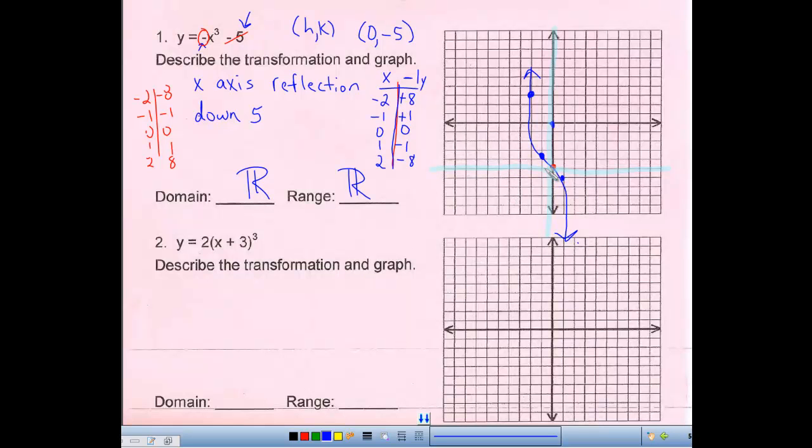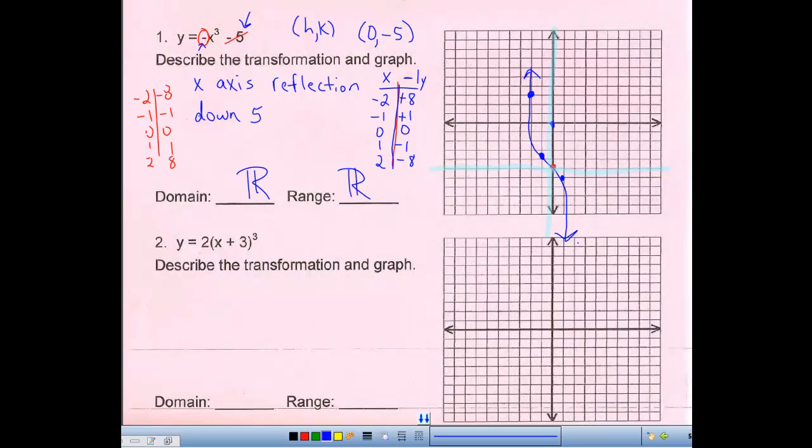So from this point is now my new origin. I go out negative 2, up 8. Out negative 1, up 1. 0, 0. To the right 1, down negative 1. To the right 2, down negative 8.